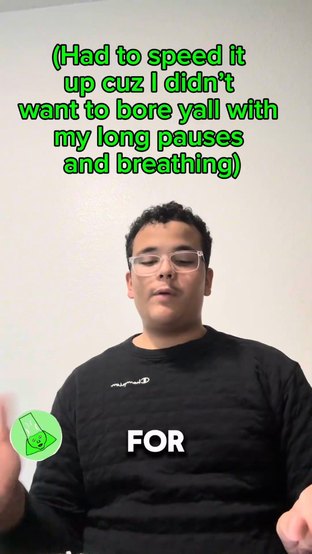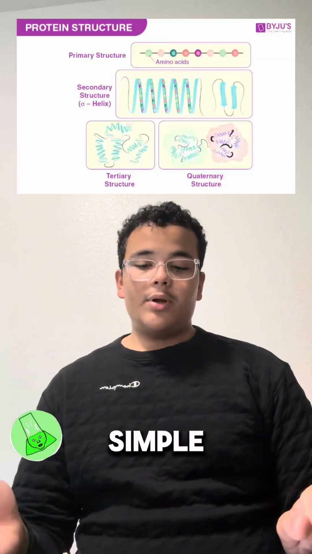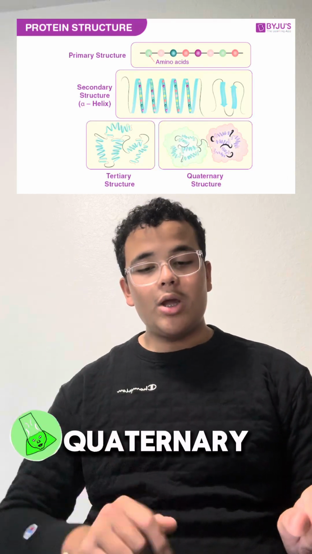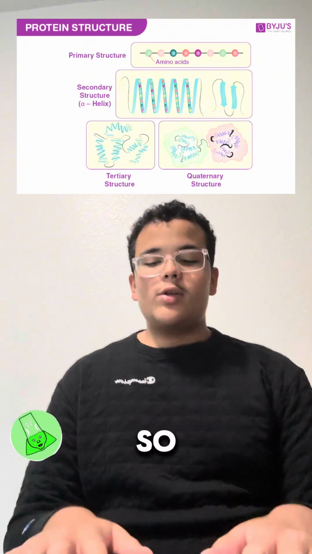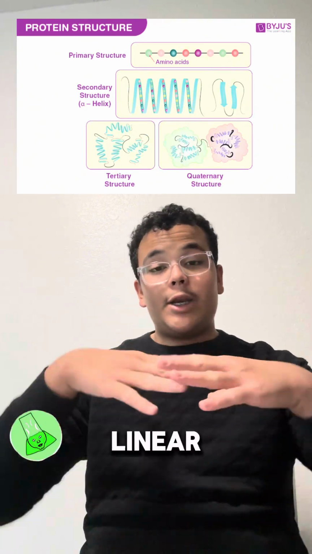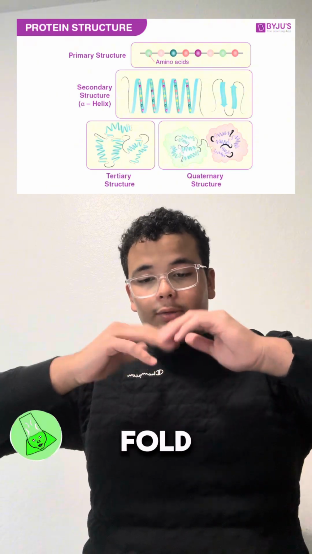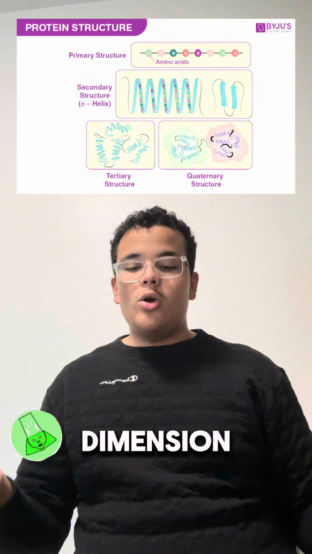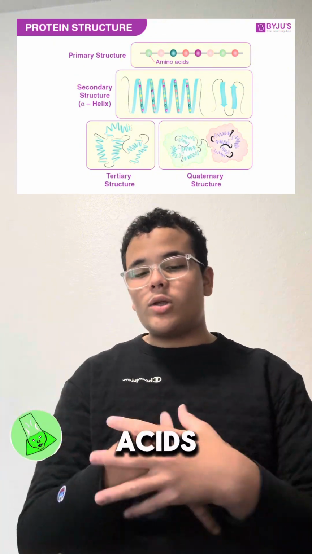I think there was another one. For protein structure, it's pretty simple. There are 4 different structures: primary, secondary, tertiary, and quaternary, which is basically just dimensions. You can think of it as 1 is linear, then 2 is when it starts to fold, 3 is 3D, when it starts to get a 3D shape, and 4 is the 4th dimension, which is when different amino acids start getting together.